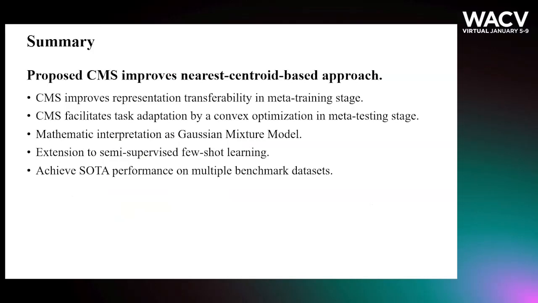In summary, we propose a class-wise metric scaling approach that improves the nearest centroid-based method. In the meta-training stage, CMS improves representation transferability. In the meta-testing stage, CMS facilitates task adaptation by a convex optimization. Moreover, CMS can be mathematically interpreted as a Gaussian mixture model. In addition, we also extend our CMS to semi-supervised few-shot learning. Finally, we achieve SOTA performance on multiple benchmark datasets.